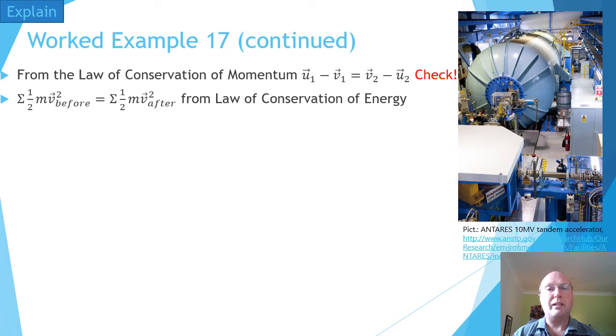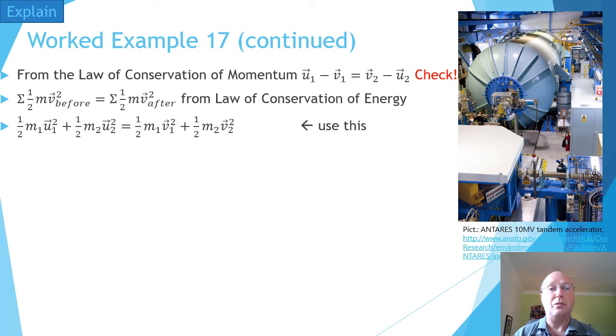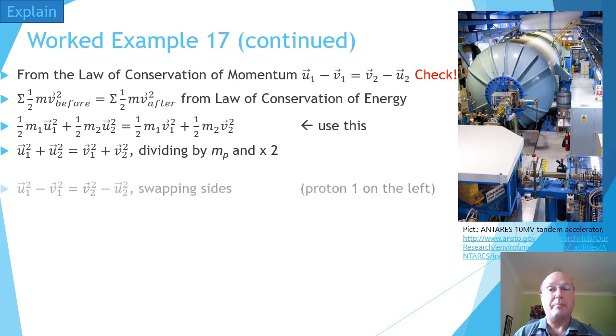But the law of conservation of energy says sigma a half mv squared before equals sigma half mv squared after. And again, let's use a similar expansion, which means half m1 u1 squared plus a half m2 u2 squared equals a half m1 v1 squared plus a half m2 v2 squared. Again, dividing by mp on both sides since it's a common factor, and also multiplying by 2 to get rid of the halves, we see that u1 squared plus u2 squared equals v1 squared plus v2 squared.